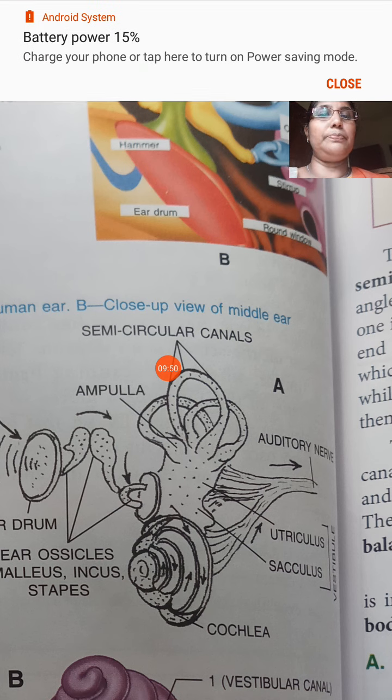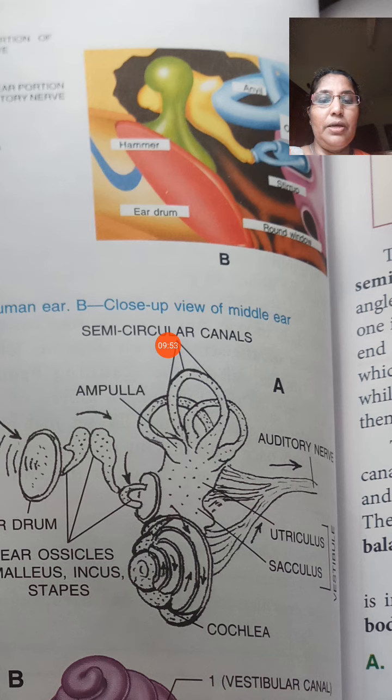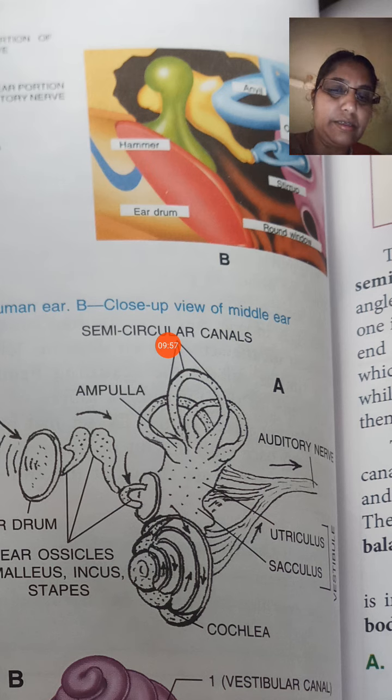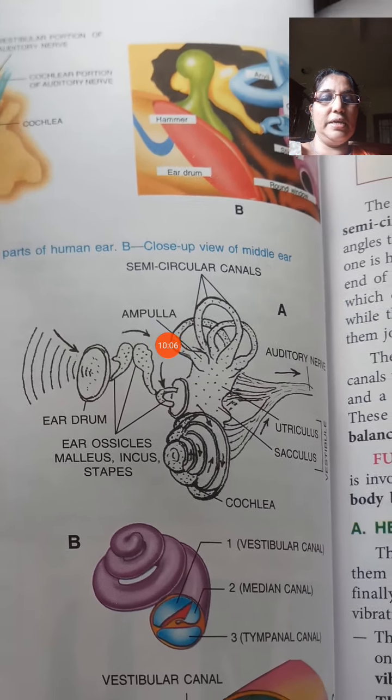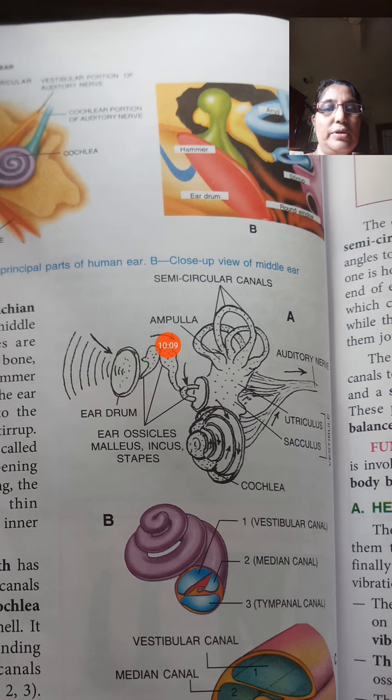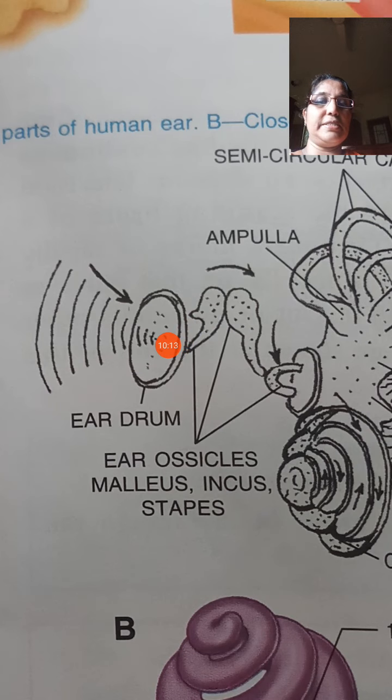You can see. Then again in the structure, you can see the ear. Here you can see its structure, how you can draw it. The sound waves are coming, touching the eardrum and making vibrations. Then the three bones act like a chain because of their movement.